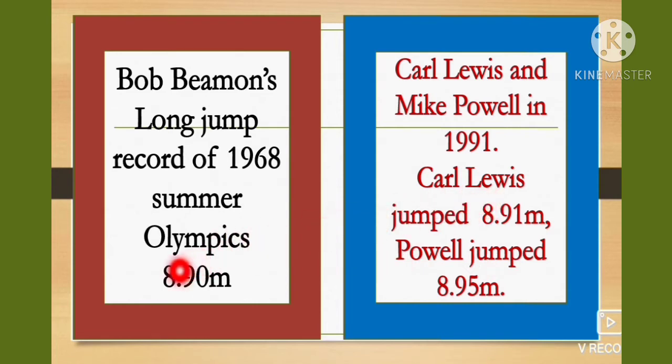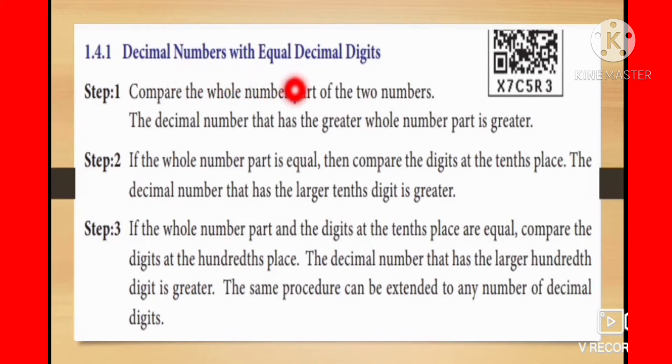So here 8.90 meter, 8.91 meter and 8.95 meter are given. Three distances are given. Here we have to compare these three distances and then tell which is the highest distance covered by the player. So for this we have to follow the method for decimal numbers with equal decimal digits. So what does it mean by equal decimal digits?